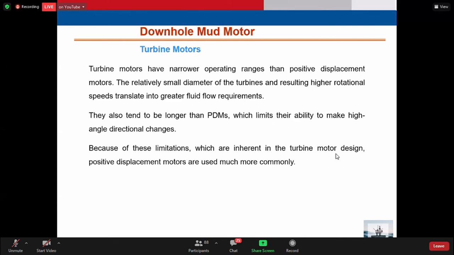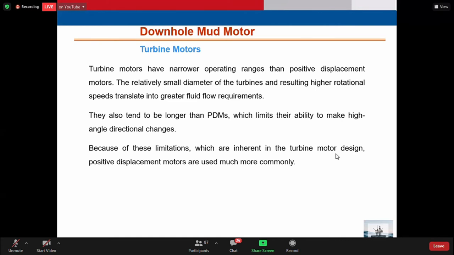They also tend to be longer than positive displacement motor. As I mentioned, length is one of the disadvantages of the turbine. We have a longer section for the power. As I want to increase the power, I should increase the stages of the turbine. So it will make the motor section longer, which may cause many problems for building the angle, and will affect the building angle over the long section. So it will have limited application.